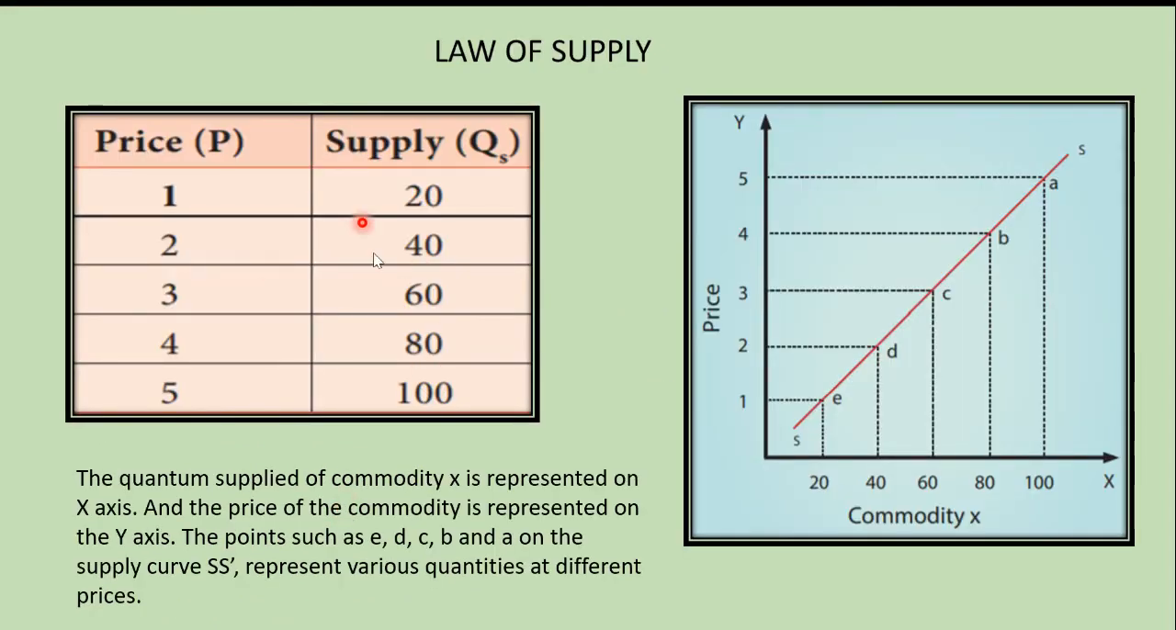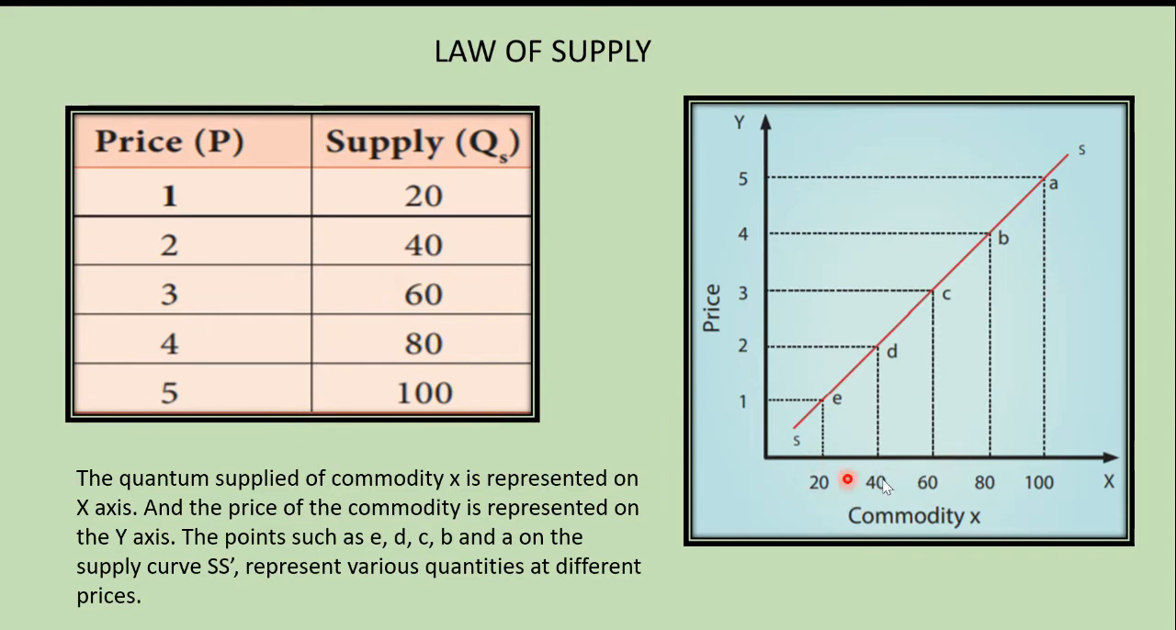Now look at the supply schedule. Supply schedule shows the relationship between the price and the supply. If price is 1 rupee, the quantity supplied is 20. If the price is 2 rupees, the quantity supplied is 40. If the price is 3 rupees, the quantity supplied is 60. If the price is 4, the quantity supplied is 80. So what do you see here? As price increases, the quantity supplied also increases. So there is a direct relationship between price and supply.